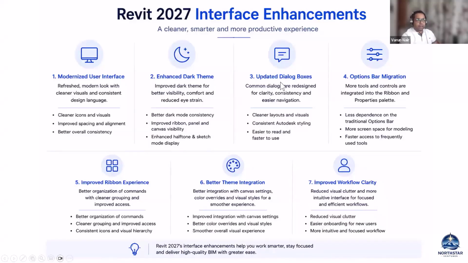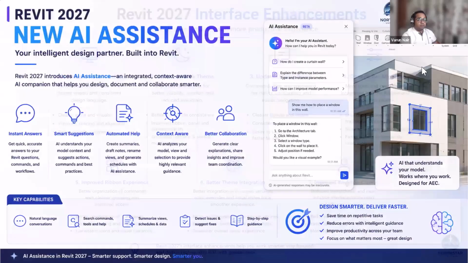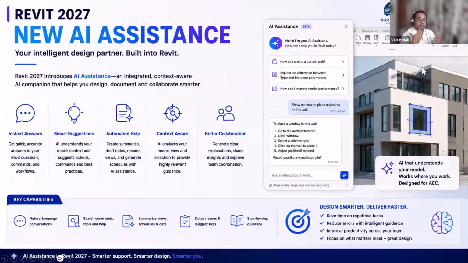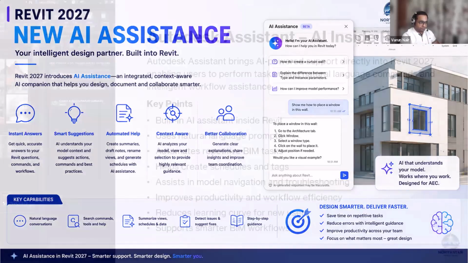Okay, now coming back to the slide that we were talking about, we just discussed the user interface enhancements. Now the next most discussed topic of Revit is the AI assistance. Definitely, that's a game changer in Autodesk Revit. We as instructors could also take a lot of advantage of this AI assistance while we deliver training programs for our clients. So let's see how this AI assistance actually works in the software.